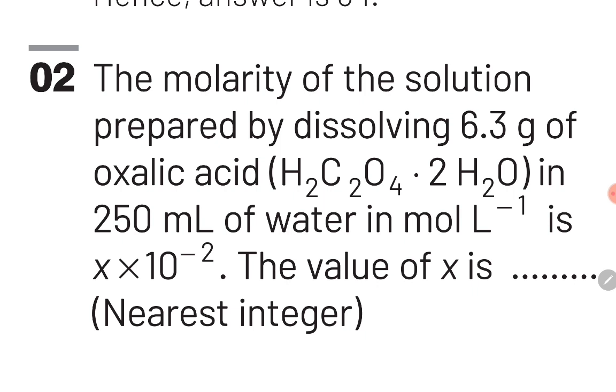Guys, in this question we need to find molarity. Molarity is given by the formula number of moles of solute divided by volume of solution in liters. Also guys, number of moles of solute can be found by using the equation given mass of solute divided by molar mass of solute. So these are the two equations through which we can solve this question. Let's observe this in the solution in the next slide.